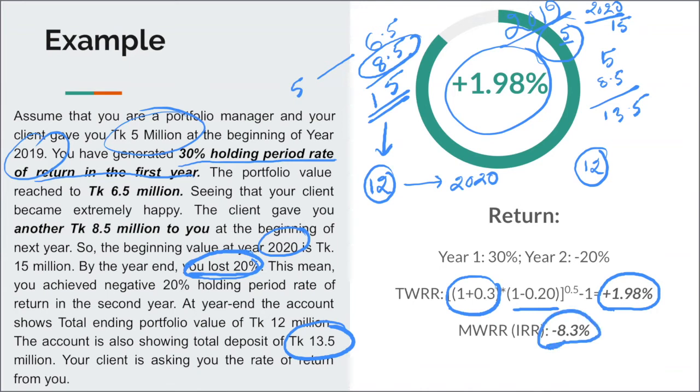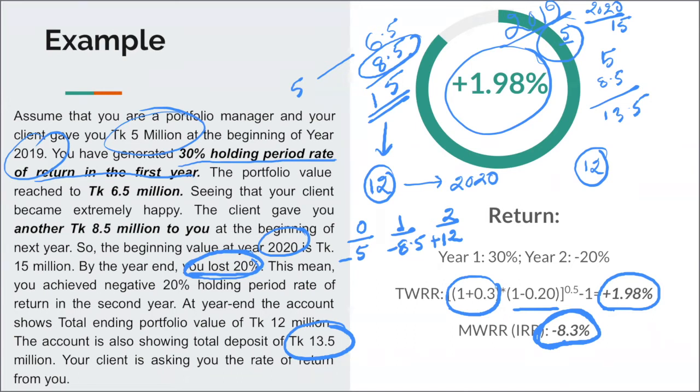So if you calculate the internal rate of return of the cash flows, where in year 0 you have invested 5 million, in year 1 you have invested another 8.5 million, and in year 2 you are getting 12 million, then your internal rate of return will be negative 8.3%. So your client is saying that I lost money, so my rate of return must be negative. You are calculating time weighted rate of return, which is positive in this case. The question is how to deal with that scenario. When to use time weighted rate of return versus when to use money weighted rate of return?